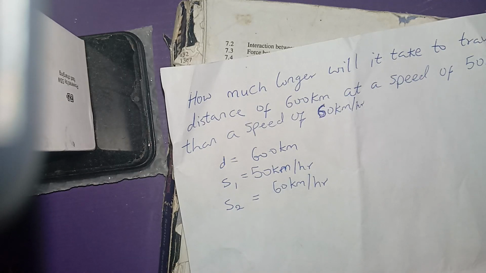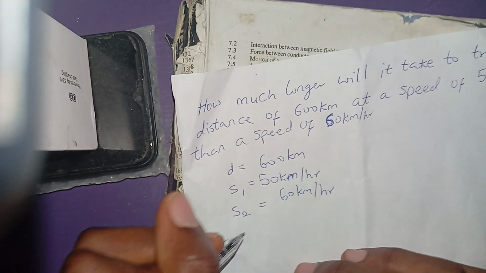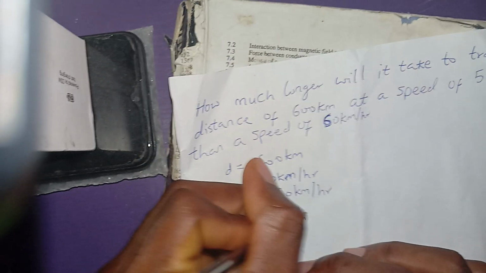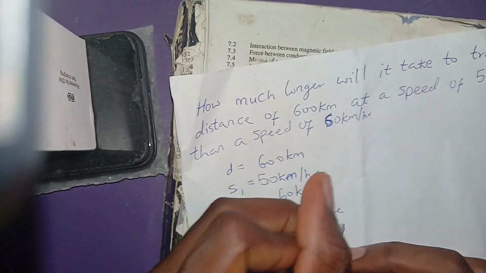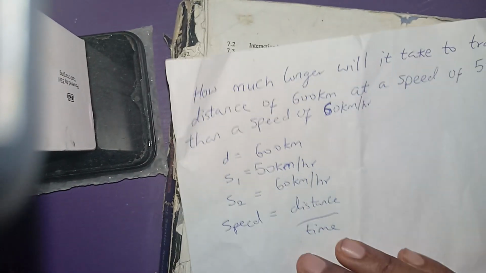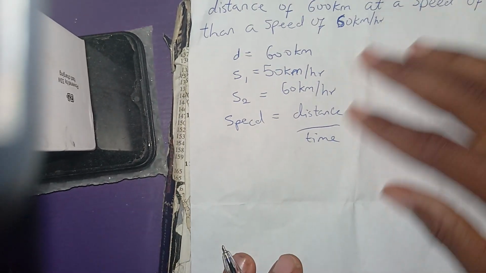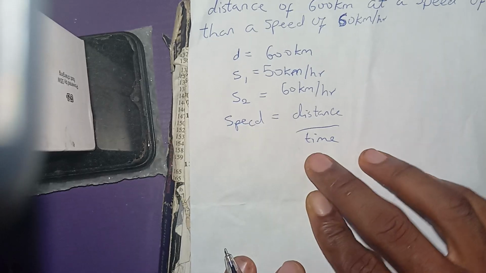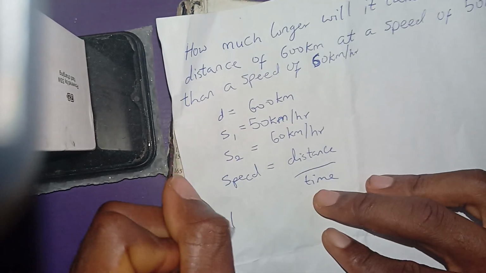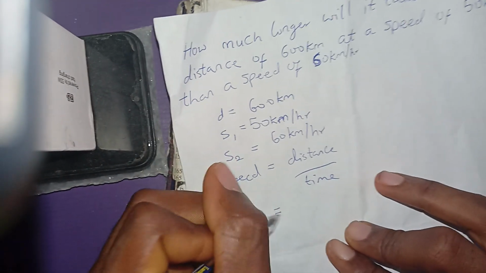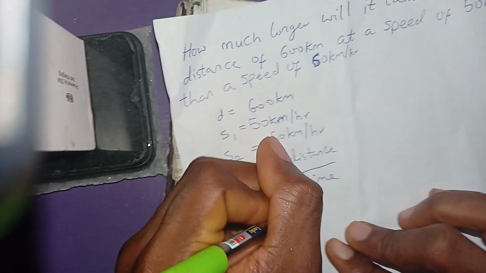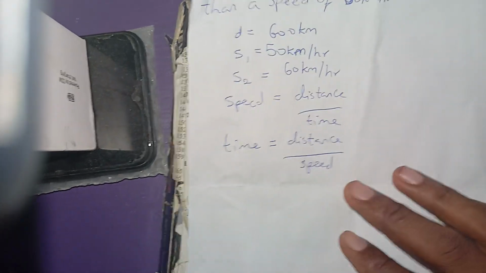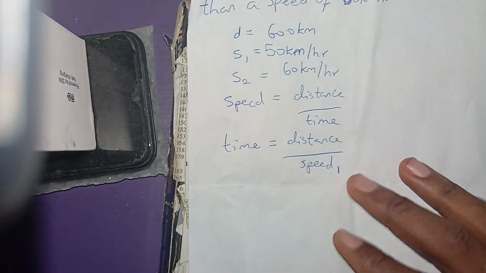So now what we're going to do is, since speed equals distance over time, our time is supposed to be the subject of the formula, which is time equals distance all over speed. Now let's start with our first speed, which is speed 1.